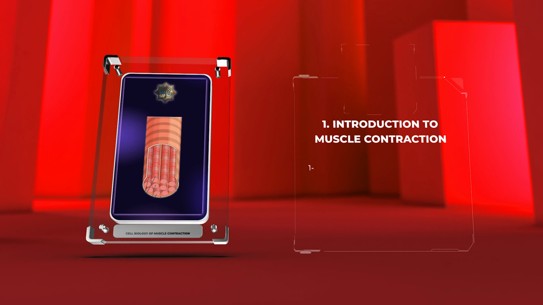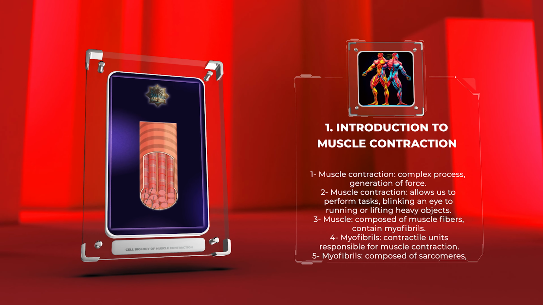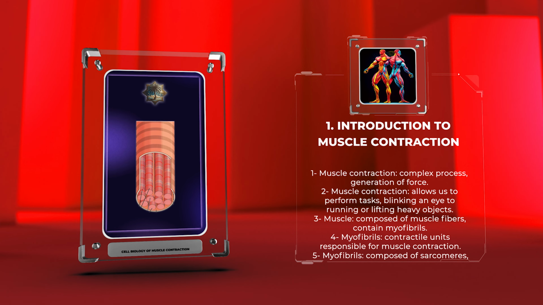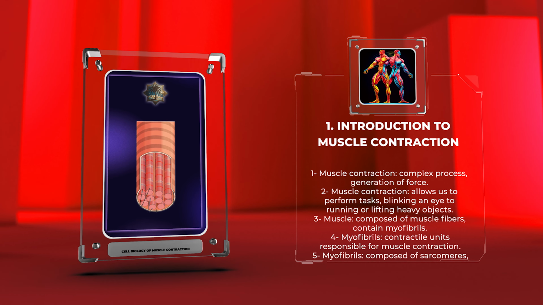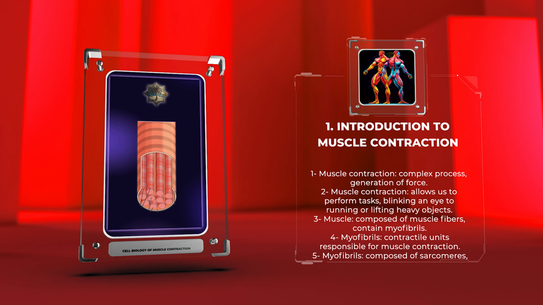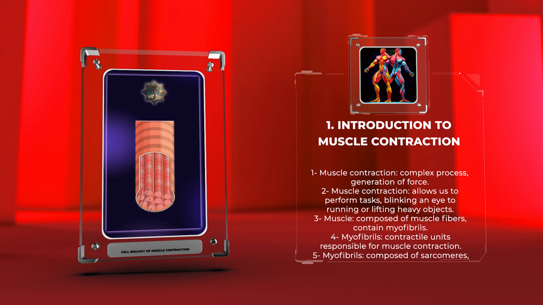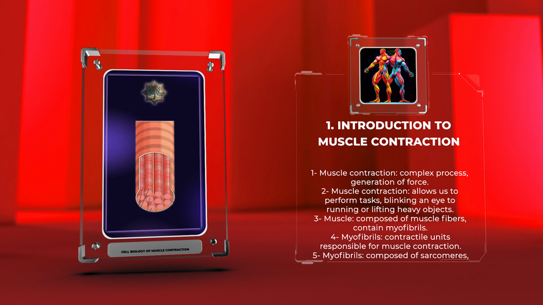Muscle contraction is a complex process that involves the generation of force within muscle fibers. It allows us to perform tasks ranging from simple actions like blinking an eye to more strenuous activities such as running or lifting heavy objects. A muscle consists of individual muscle fibers, which further contain myofibrils, the contractile units responsible for muscle contraction. These myofibrils are composed of repeated functional units called sarcomeres, which give muscle its striated appearance.